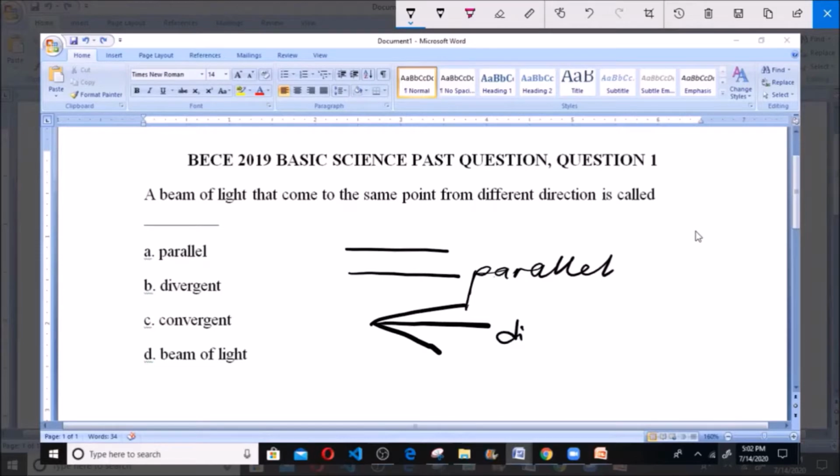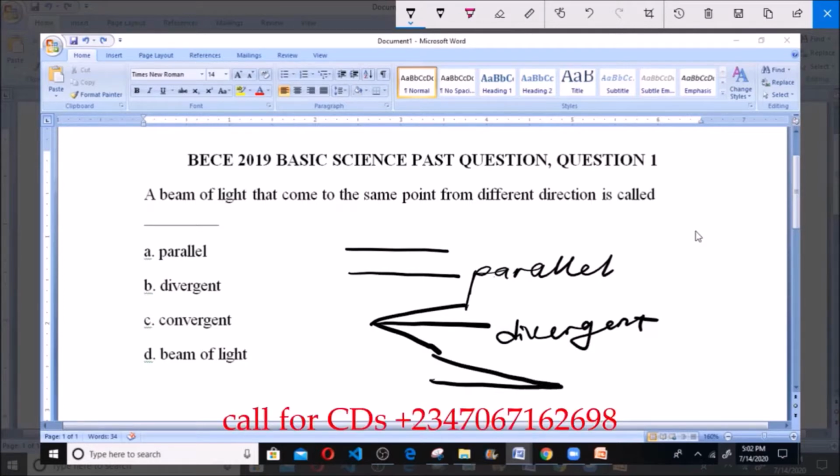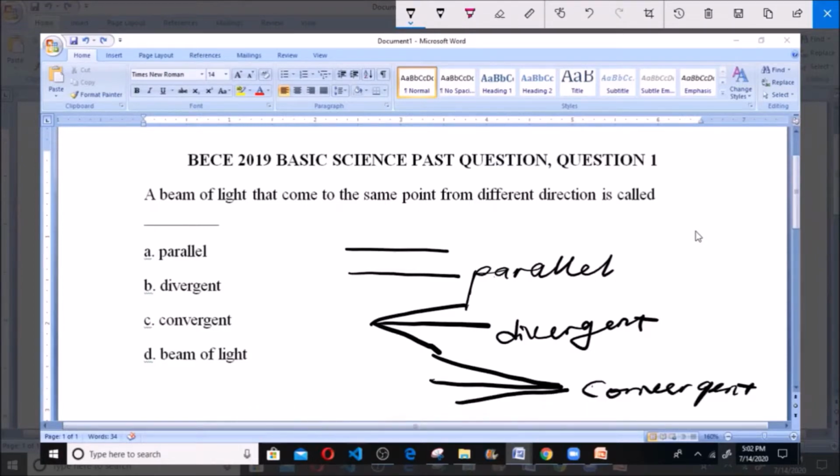cannot be the answer. Then C says convergence. Convergence simply means coming from different directions but meeting at the same point. So this is convergent. And then D says beam of light. Like we know, the beam of light is the light rays coming out from maybe a torch. That's the collection of light rays known as the beam of light. So from this explanation, we'll see that our answer is C, convergence.